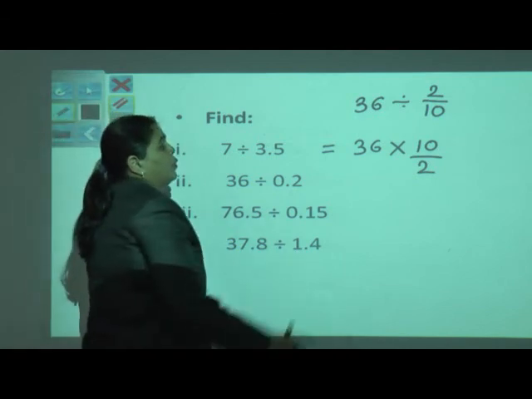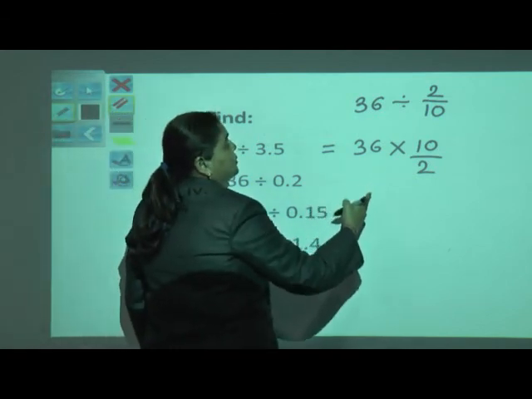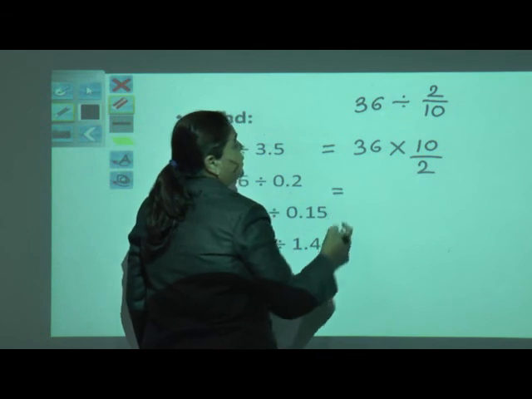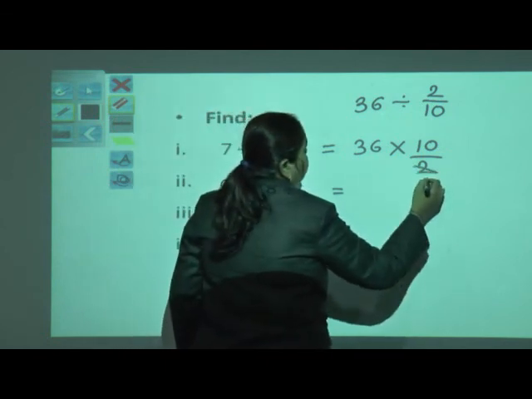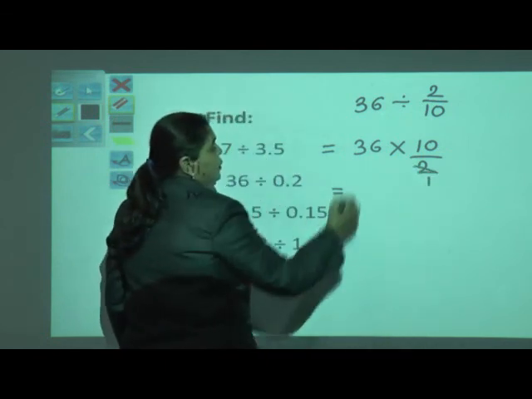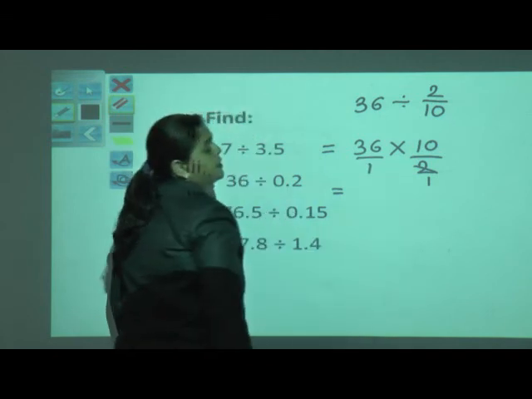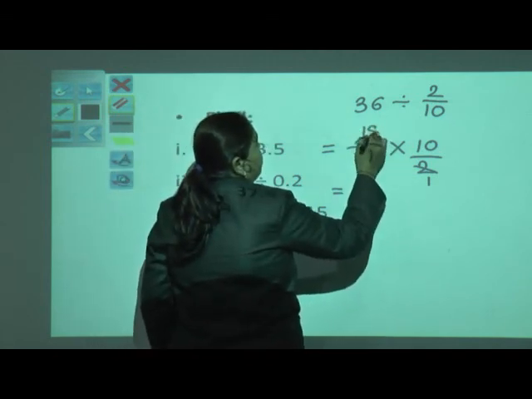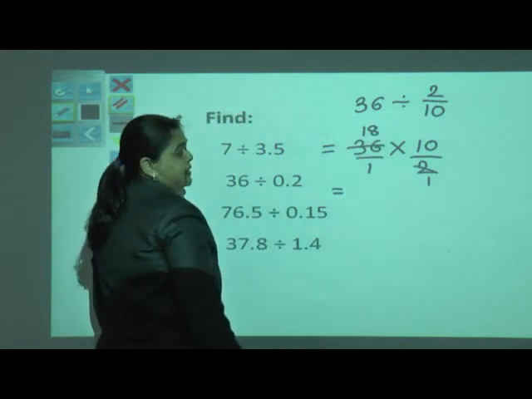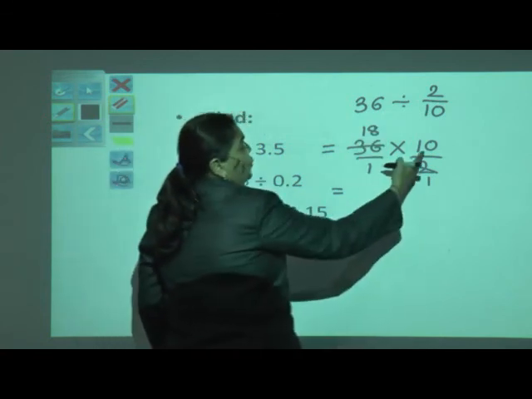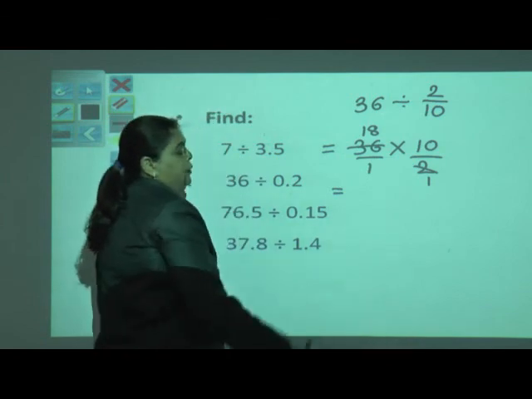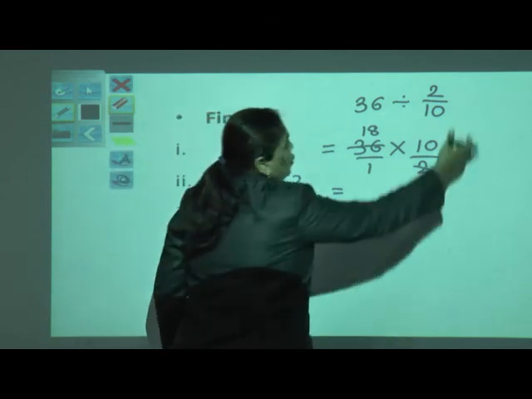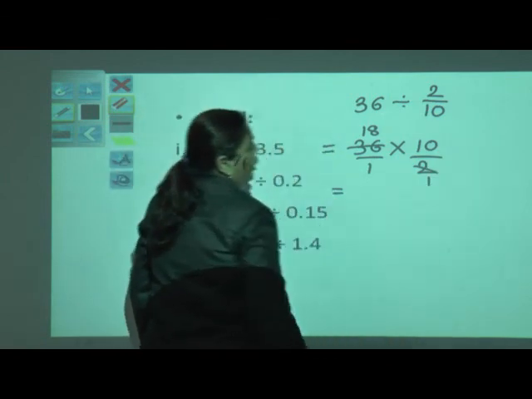Now, is it possible to reduce? Yes, it is possible to reduce. We can reduce here: 2 ones are 2, because I told you if nothing is there it is a 1, and 2 eighteens are 36. Now we have to use the magic of 0 and you can write the answer directly. No need to go for a long multiplication.